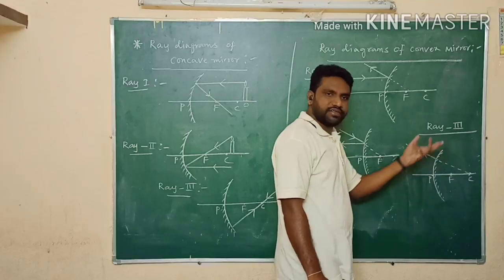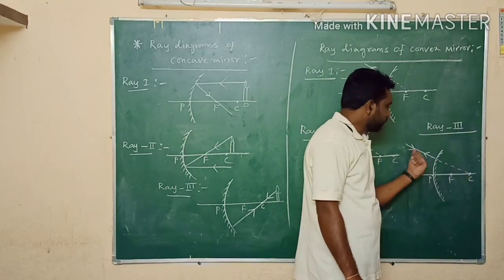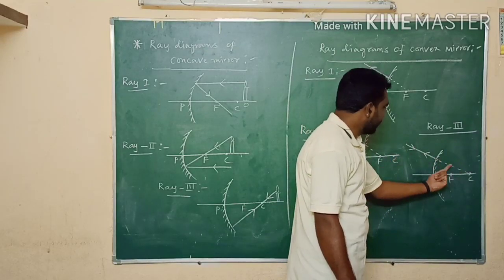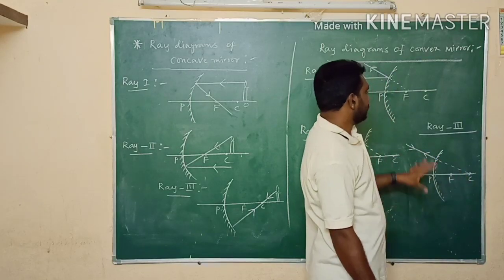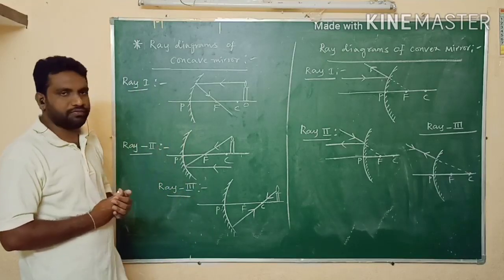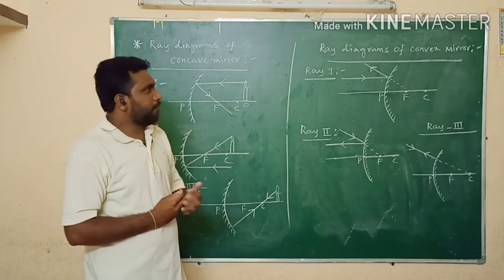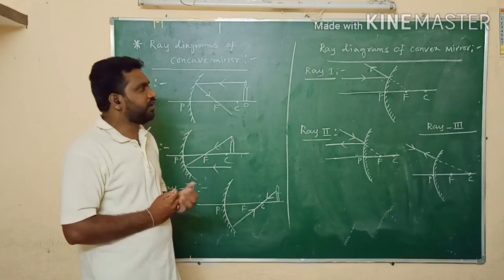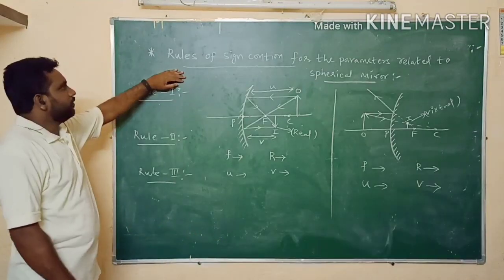And rule 3 is very simple. If we incident the light toward the center of curvature, again the reflected light ray returns back along the same path. This is the incident ray, and this one is nothing but the reflected ray. If we extend this one, it will pass through the center. So these three rules will be mostly helpful to draw the ray diagrams. By drawing the ray diagrams, we can know the position and nature of the image according to the position of the object. Okay.